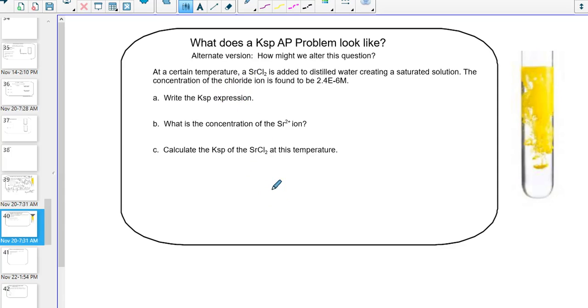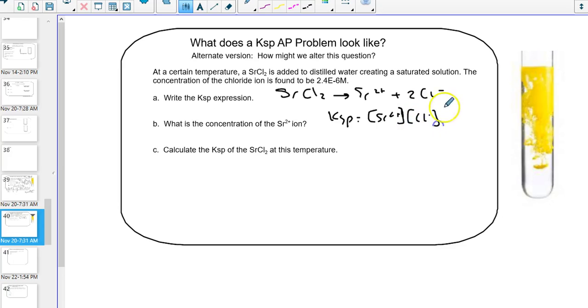Take a moment, pause the video, and run through it and see if you can do this example. Alright, my KSP expression: the reaction I like to write out first is going to be strontium 2 plus and 2 Cl negative. Then we got KSP equals the concentration of strontium 2 plus times the concentration of chloride negative squared.